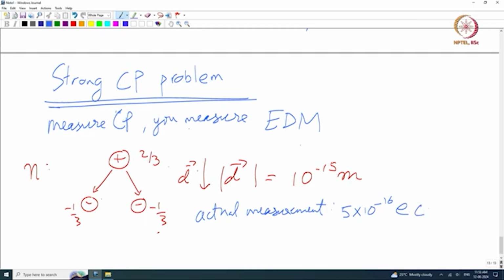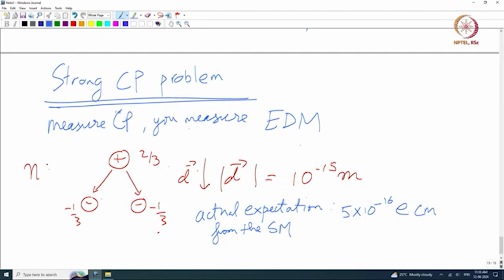Sorry, this is not an actual measurement. I am so sorry. I am going to go back to this. This is not an actual measurement. This is an actual expectation from the standard model. When you do a quantum field theory calculation of what the EDM should be of a neutron, you get 5 times 10 power minus 16 times e centimeters.